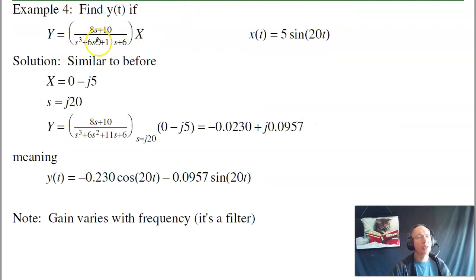And also note, this is a filter. If I change the input, I change the gain. So if the input becomes 5 sine of 20t, do the same as before. Now the input is 0 minus j5, 0 cosine, 5 sine. The frequency is j20. Find the gain at that frequency times the input at that frequency gives you a complex number. And the output is just the complex number. Real part meaning cosine, minus j meaning sine.